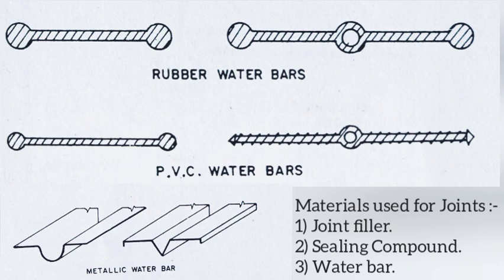The width of the metal water bar normally varies from 150 to 200 mm and thickness should not be less than 0.56 mm gauge. The metal water bar should have a U or V fold in the middle to allow the expansion and contraction at the joint.